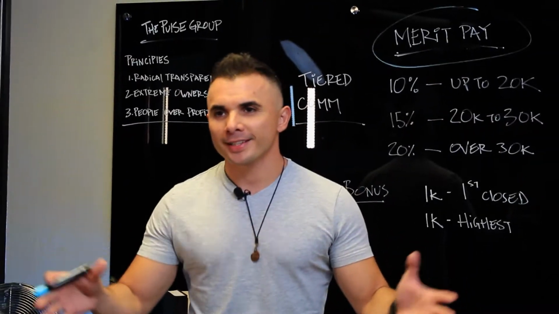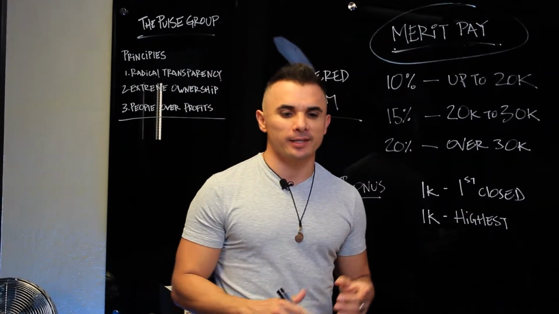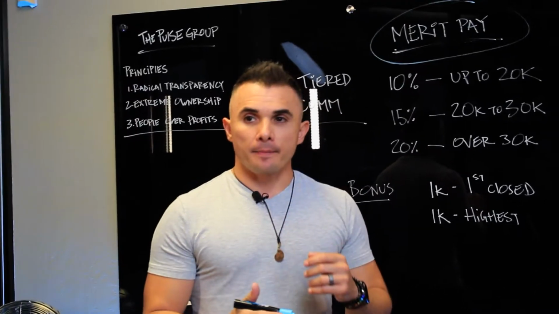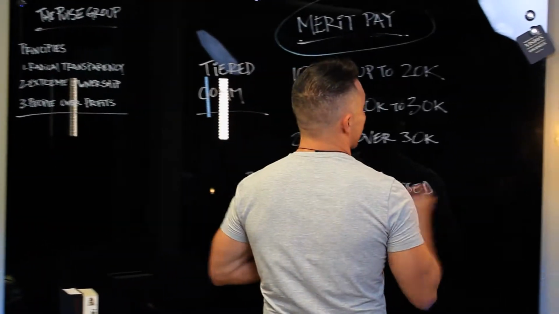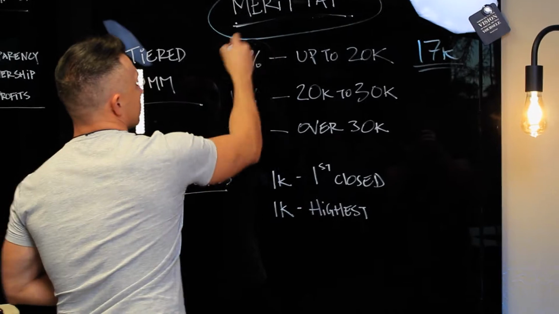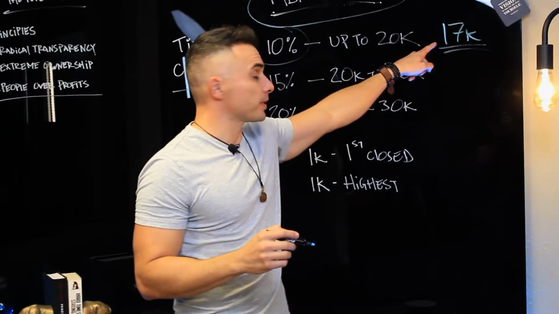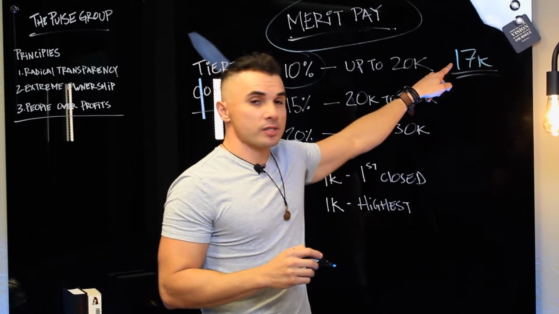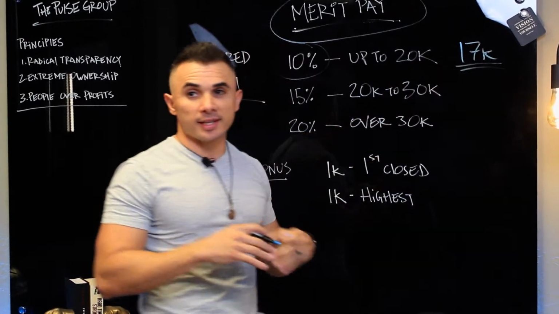All right, so if they bring a deal that's $17,000, right? And this is their first deal of the month. They got $17,000 on that. They're gonna be making 10% of those $17,000, right? Because it's under $20,000. So they make $1,700 and that's their commission.